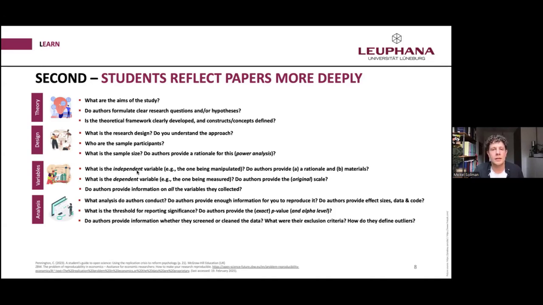Also, related, do they report effect sizes, for example, or do they provide the data that they collected and then base their analysis on? Or even more, do they actually provide the code, so the analytical code they used to analyze the data? Also, a question that needs to come up in order for you to be able to decide whether you are able to replicate the data.